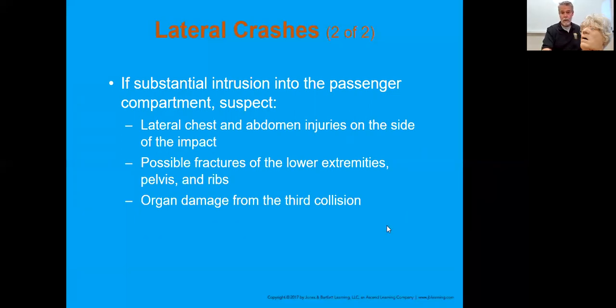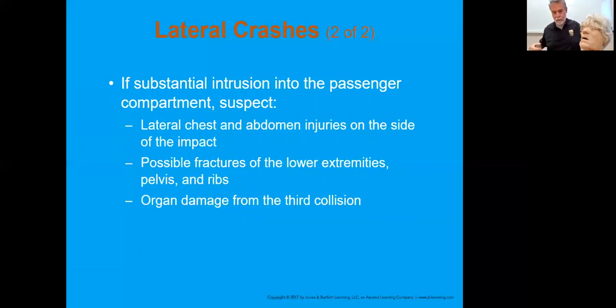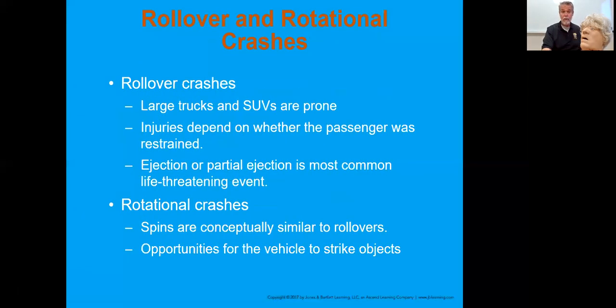But there's also organ damage from that third collision, right? So you have your kidneys, and as they sit back in that retroperitoneal space, when someone is struck from the side, those things can actually just move within that area of the body and potentially have some damage. That's why getting them to the hospital is so important.